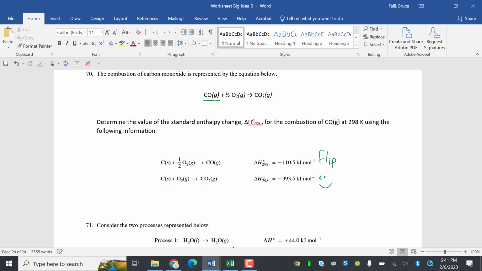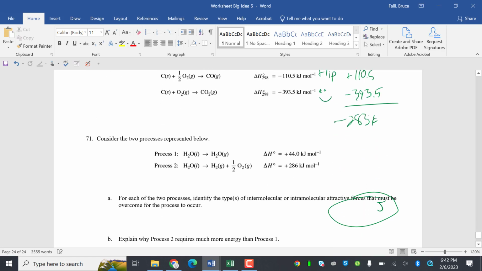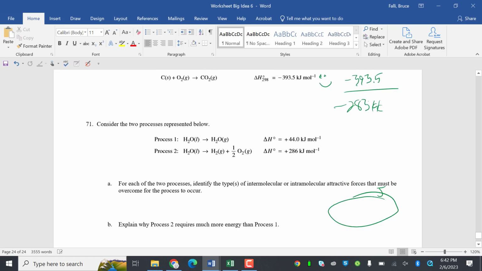So I'm going to flip this guy, so I'm going to have positive 110.5, and this one is fine, which is negative 393.5. 110.5 plus negative 393.5 is negative 283 kilojoules. Whoops, I put KK. Don't want KK. Sorry to all you people abbreviated KK.